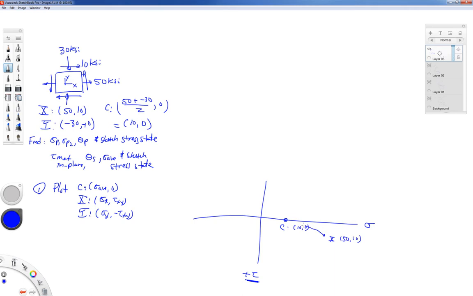And I like to cheat this a little bit by drawing the line and then putting the dot, because otherwise I have a hard time getting things to line up. But here's my y point. It's going to be at minus 30, comma minus 10. And then we're going to draw a circle where this line that we just drew is the diameter of that circle.